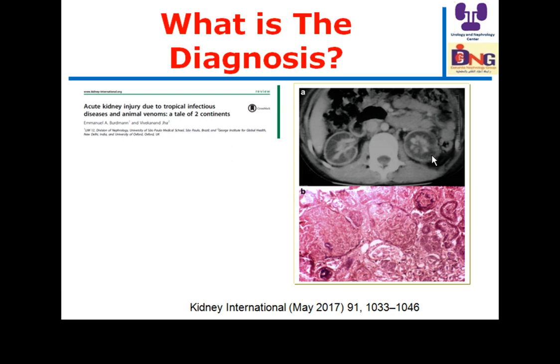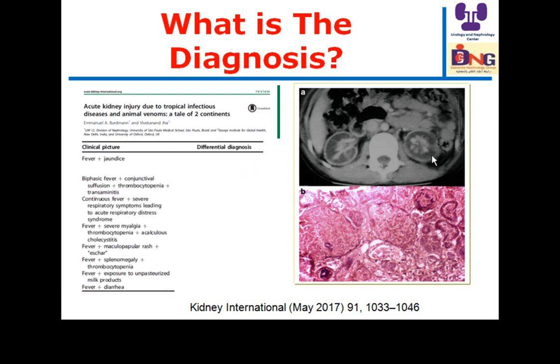It's a very interesting article about tropical infection, and you can ask yourself about this combination and the differential diagnosis. Fever and jaundice, what are the causes? Biphasic fever and conjunctival suffusion plus thrombocytopenia and transaminitis, what are the causes? Continuous fever and severe respiratory symptoms leading to acute respiratory distress syndrome, what are the causes? Fever and severe myalgia, thrombocytopenia, acalculous cholecystitis, what are the causes from the tropical infection?